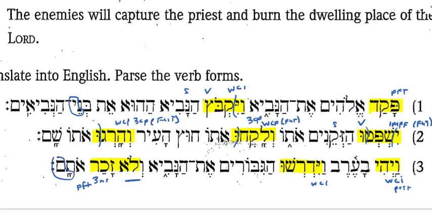Which pronoun is that? 3MP, them. Okay? And remember, you don't translate the direct object marker. So he did not remember them. So this vav, usually we translate as and, but here we're telling you what didn't happen, and you'll often translate that vav as but. Okay? But he did not remember them. Okay, good. Well, we'll stop there.